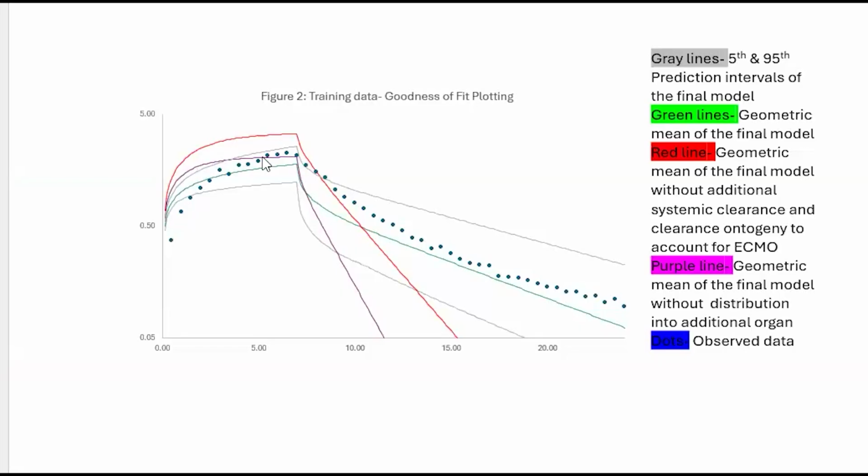This is a patient that is between 6 months old and 2 years old. The red line is where we did not add any sort of extra systemic clearance to account for that ECMO model. We also did not include ontogeny of clearance, so the differences in that ECMO model based on age, which is also really important. And then this purple line right here, as you can see, there's a much higher rate of clearance than there was in our observed data, which is these blue dots right here. You can see that we anticipated a much, much higher rate of clearance in these patients when there really wasn't.